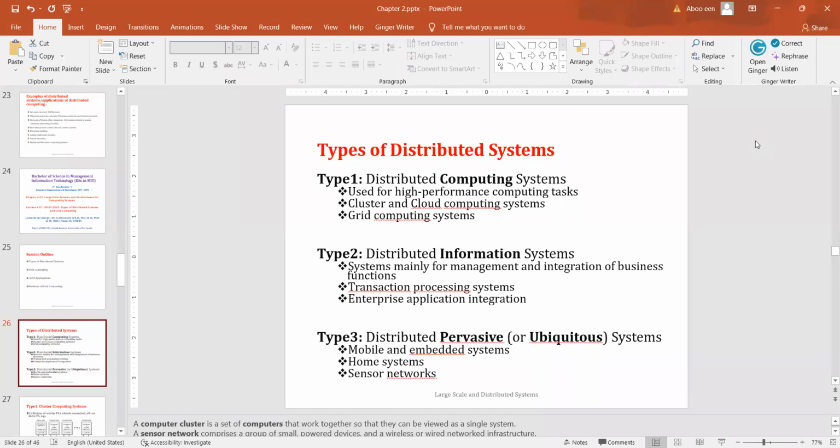Any idea? Grid computing. Any idea? It's a collection of computer resources from multiple locations to reach a common goal. Okay, great. Any other idea?